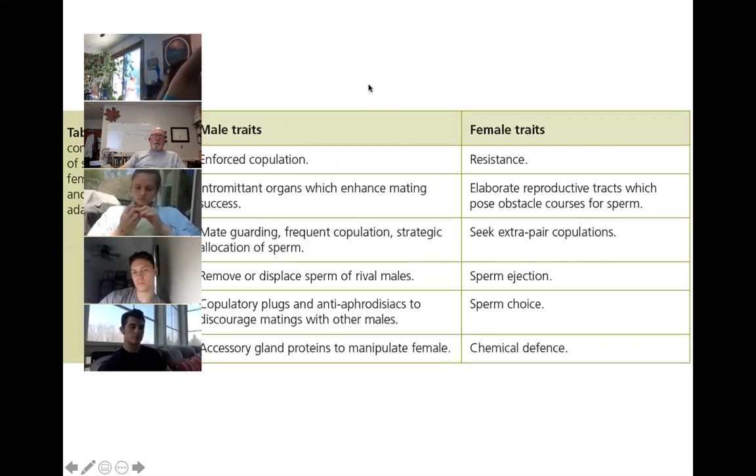And so, quite fascinating ways in which females have worked around the devices of males.